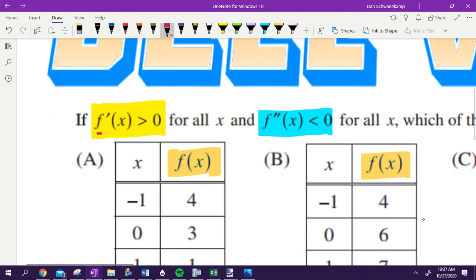If f prime of x is greater than 0, what does that mean? Slope is positive. So what does that tell me about f? F is increasing. Don't say the slope is increasing. F is increasing, because f prime is positive, means your line is going up, which means each time your y value is getting higher and higher.